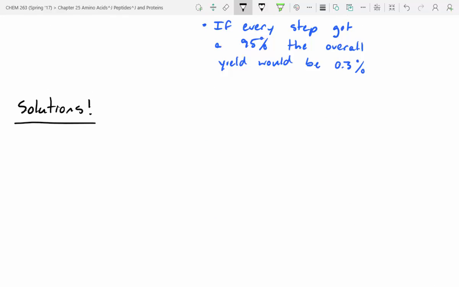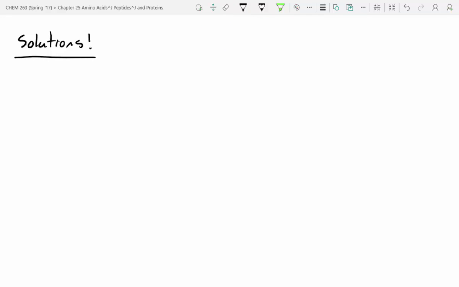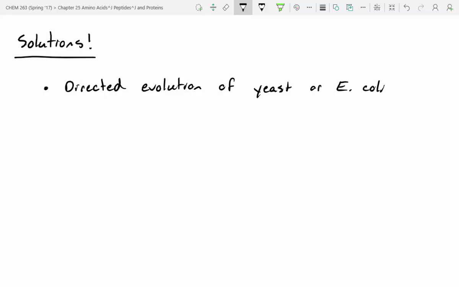Does anybody know one of the solutions? Bacteria. E. coli or bacteria, right? So directed evolution of yeast or E. coli. Those are the two most common ones. So basically you can try to force them to evolve into a way where they exclusively start kicking out one type of polypeptide. That's pretty dang challenging, right? It's not easy. You have to go through a lot of samples.